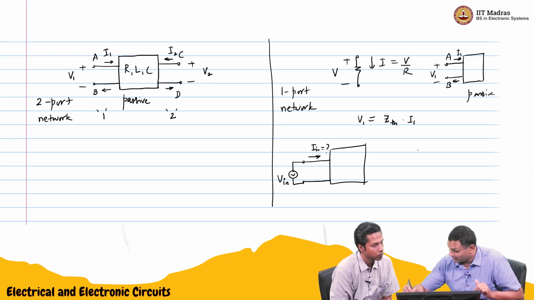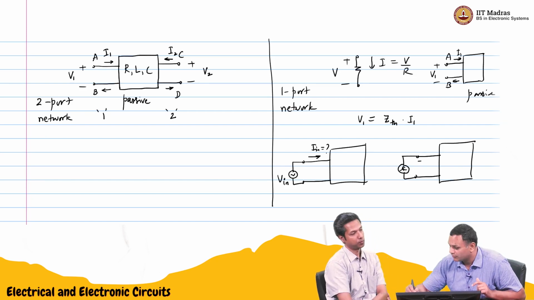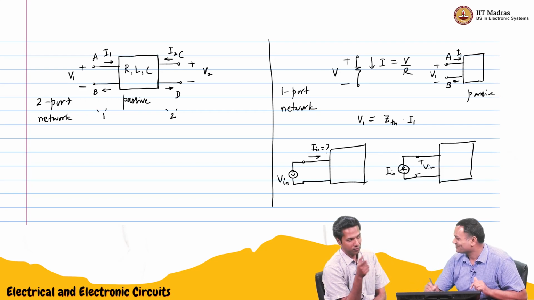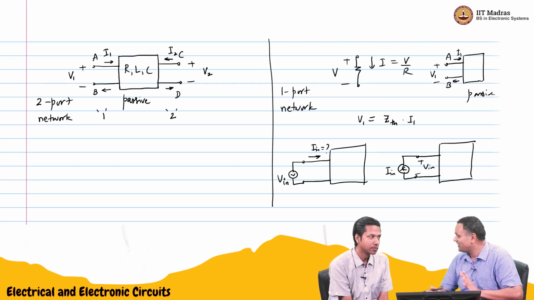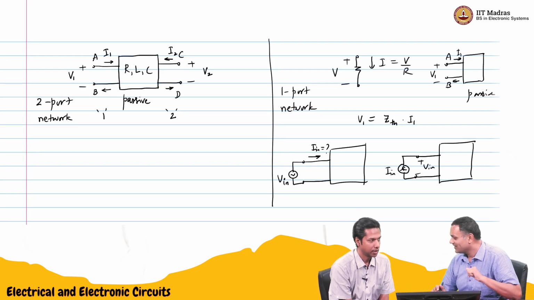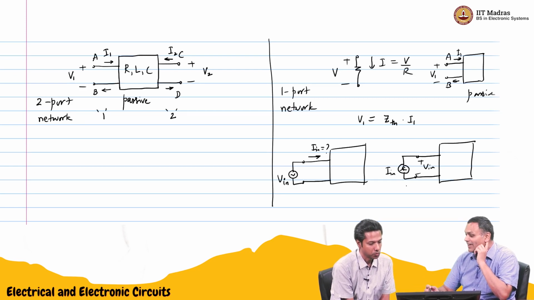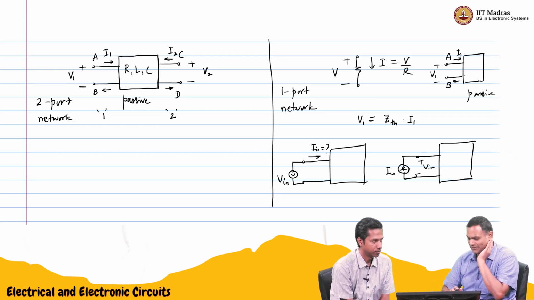I can also do the opposite. We have seen this in examples where I can take the same one port and apply Iin, and find out Vin. In fact, for dependent sources, we have done this. So you can do either of these. Either way, Vin by Iin will give you Z Thevenin. There are some conditions. It has to be linear, passive, and so on. But it will work.